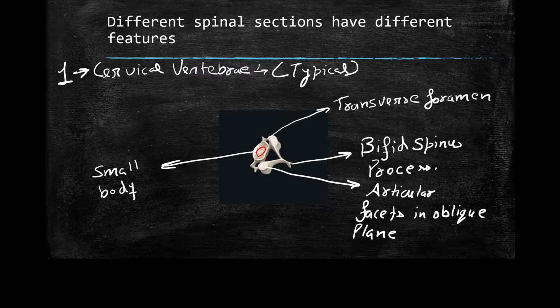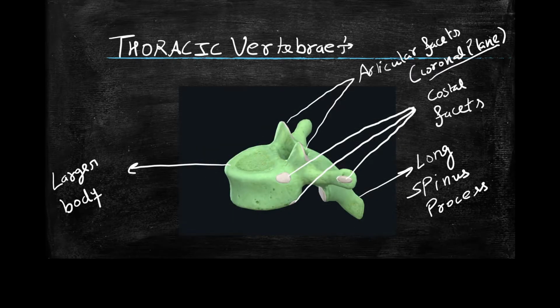It has a transverse foramen as a passageway for the vertebral artery. It has a bifid spinous process. Bifid means it has two heads here. It has articular facets in the oblique plane to facilitate the movements of flexion, extension, as well as rotation.